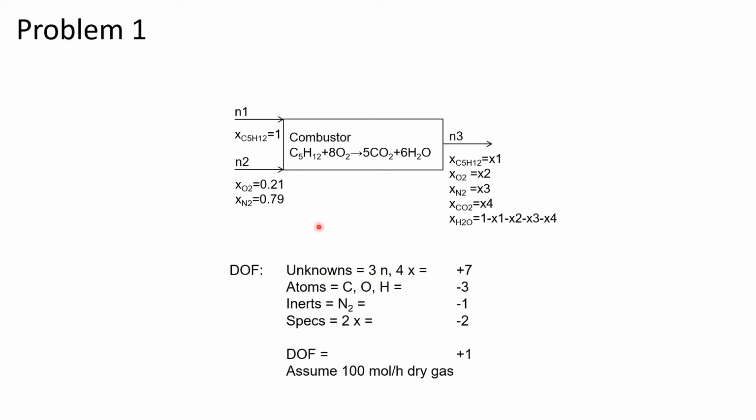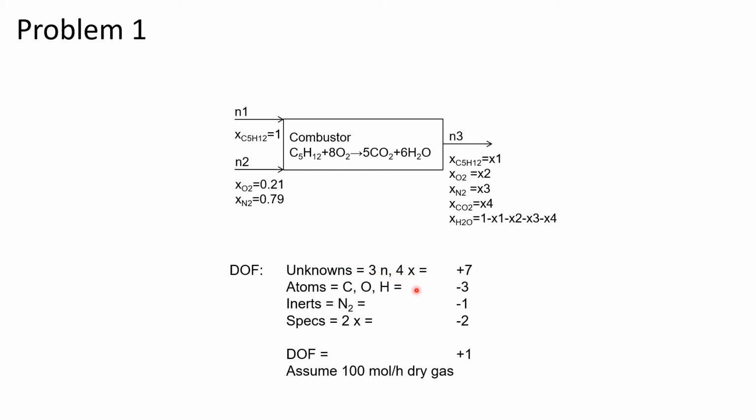Now let's count the number of unknown mole fractions. We know the mole fraction of both of the feeds here. We have pure pentane and we have air. Over here, for the product stream, we don't know any of the flows. We don't know any of the flows, therefore there are 4 unknown mole fractions, 4 X's. So the total, we have 3 unknown flows, 4 unknown mole fractions, so we have a total of 7 unknowns here.